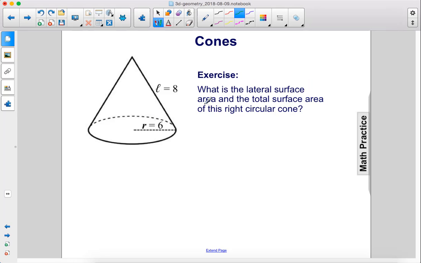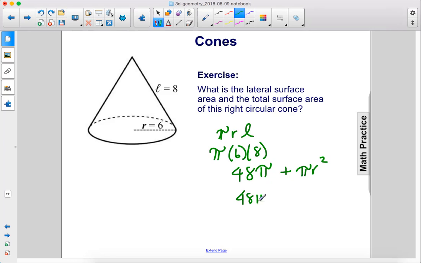The lateral surface area is going to be pi r l. So that would be pi times 6 times 8, so 48 pi. To find the total surface area, we just have to add pi r squared to our lateral surface area. So 48 pi plus 6 squared, so 36 pi. When you add those together, we get 84 pi.